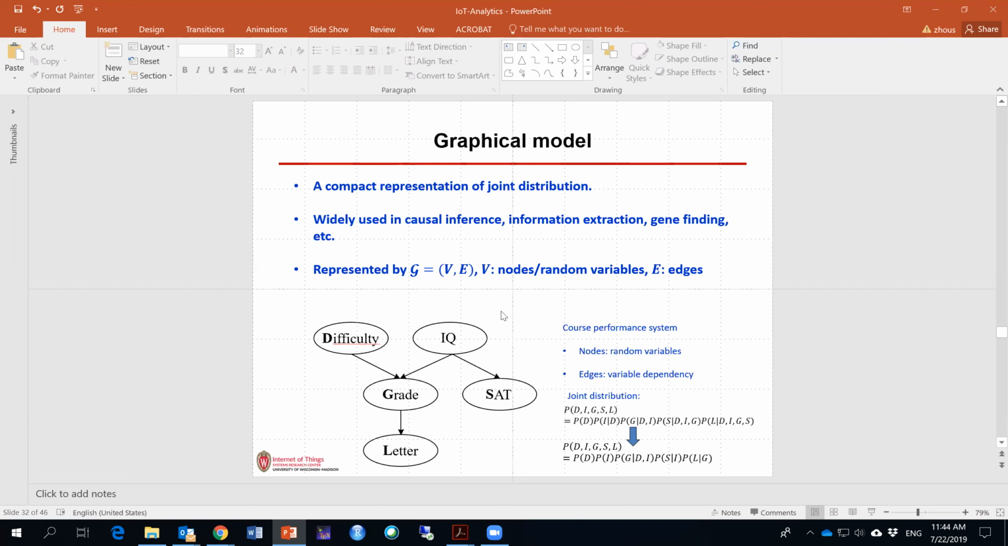The edge could be directed or could be undirected. In this work, we mainly consider this directed edge. So the node in a graphical model represents the random variable, and the edge in the graphical model represents conditional dependence between different random variables.